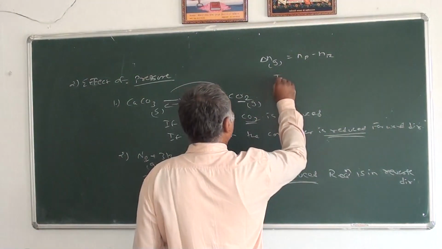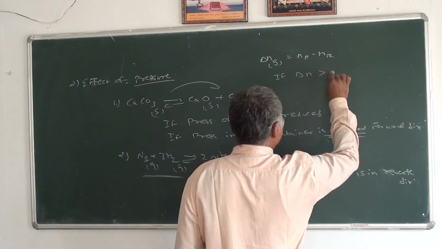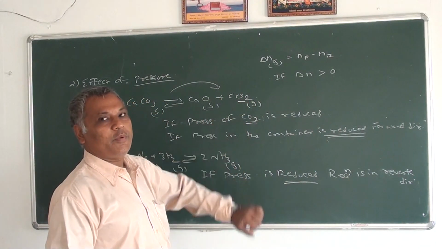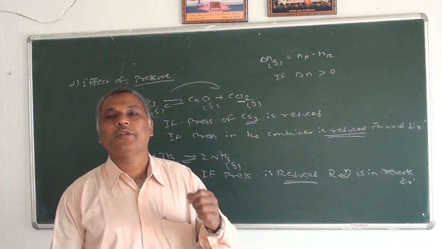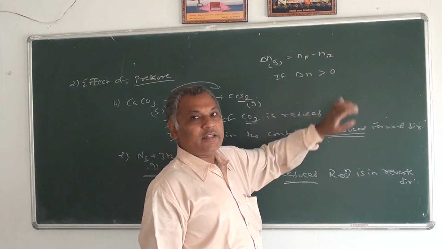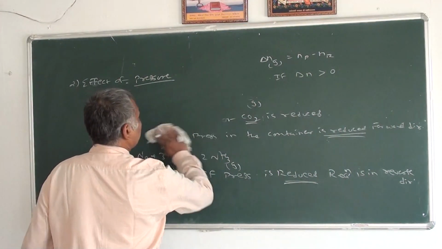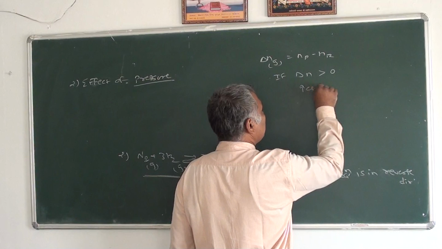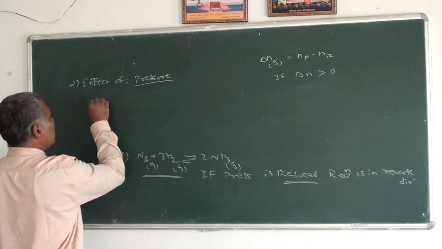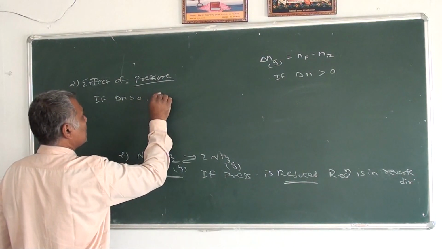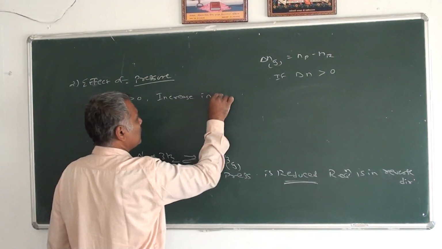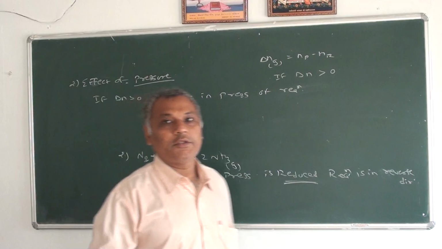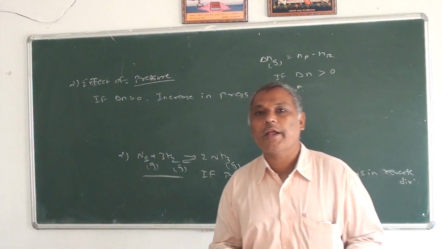Now in this case, if delta n is greater than 0, positive, that means the product will be more. The number of moles of the gaseous component in the product is more. So if delta n is greater than 0, I can put the condition in generalized form: if delta n is greater than 0, increasing the pressure of the reaction, not particularly the reactant or product, it's the generalized whole reaction.